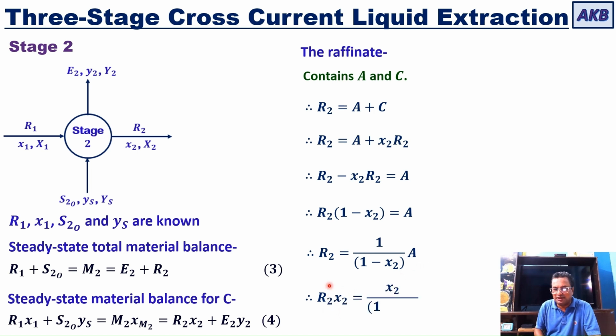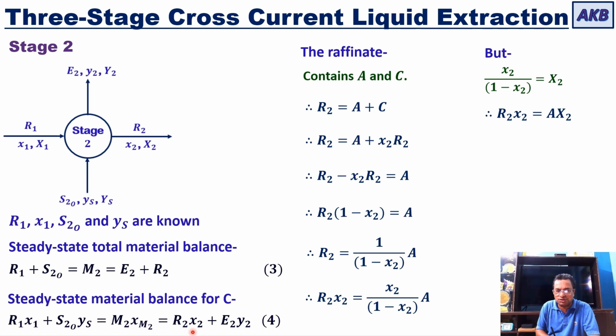That is, if I multiply on both the sides with x2, it will be R2 into x2 is equal to x2 upon 1 minus x2 into A. But x2 upon 1 minus x2 is capital X2, which means R2 into small x2 is A into capital X2. That is R2 into x2. This term in equation number 4 can be replaced with the term A into capital X2.